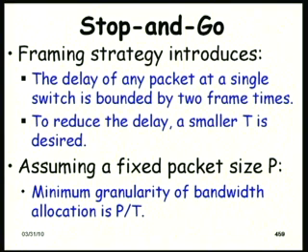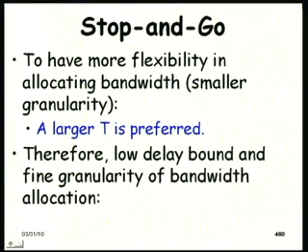On the other hand, to have more flexibility in allocating bandwidth, that is granularity, a larger T will be preferred, because if we can transmit only, let us say, a few packets in each frame, then we are losing flexibility, is it not? How many packets for each frame can we allocate? We can't allocate 1.5, is it not? We will have to allocate in an integer number of packets. So, there is a conflict here. On one hand, we want T to be increased, and on the other hand, we want T to be reduced.